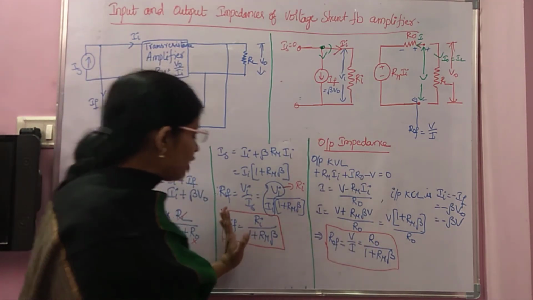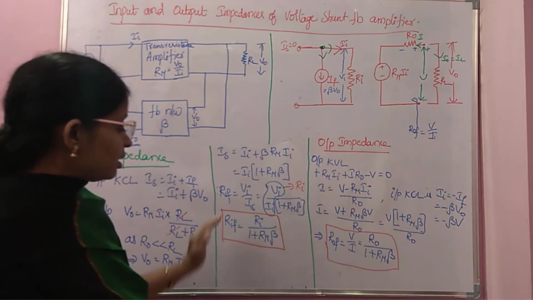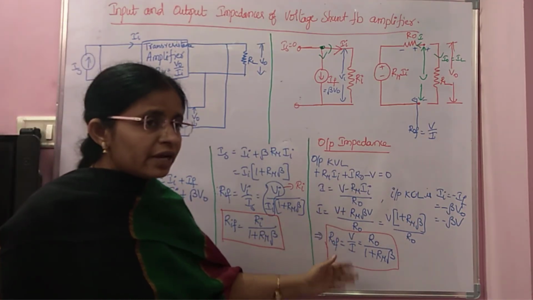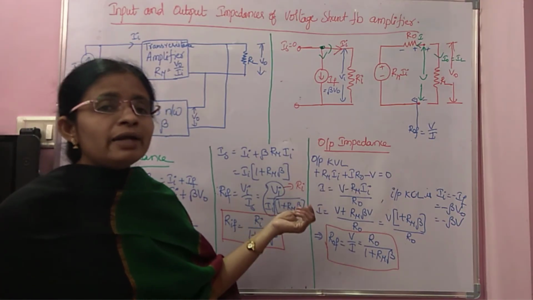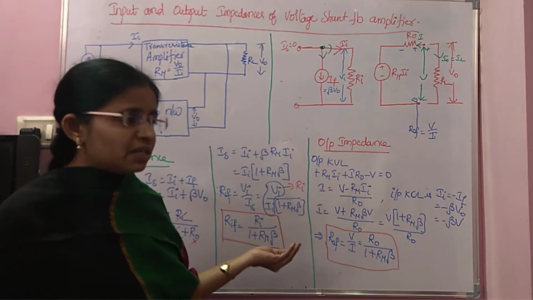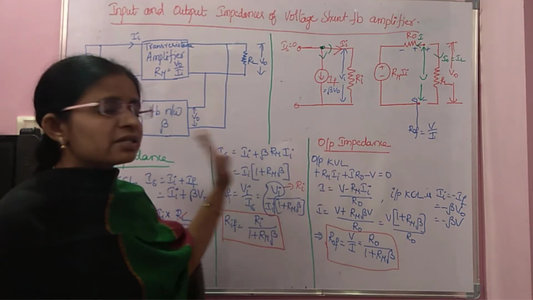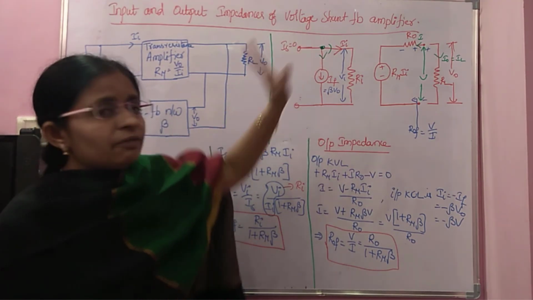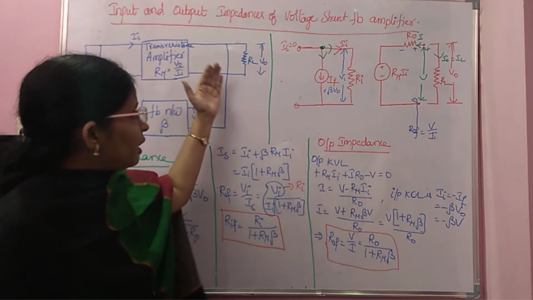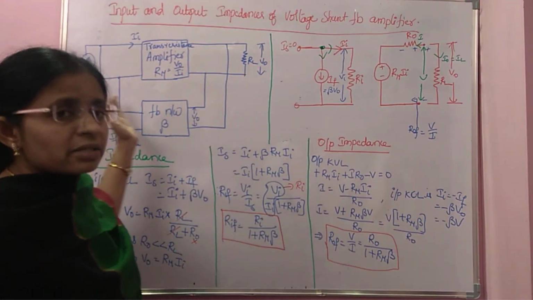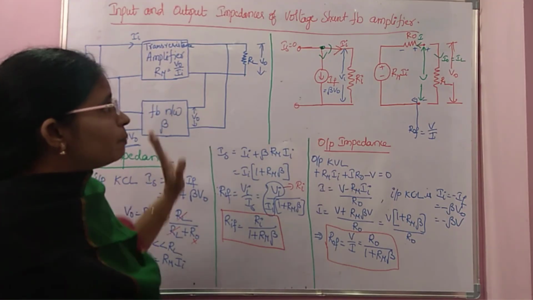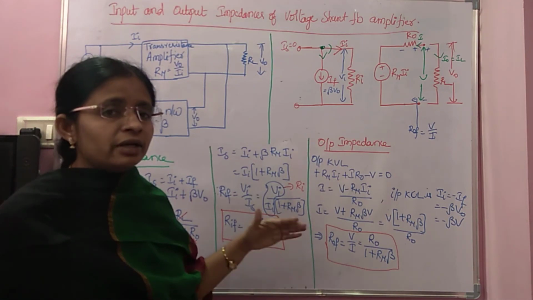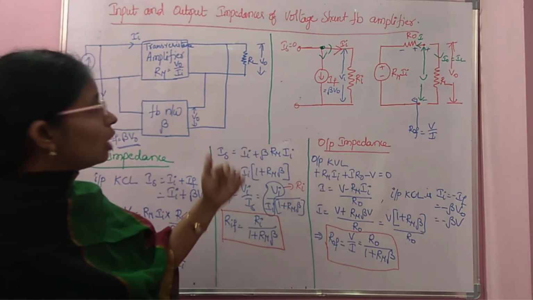If you observe these two impedances, the input impedance is decreased and the output impedance is also decreased by a factor called desensitivity. We know the desensitivity is 1 plus Rm beta for this amplifier circuit. What is the circuit? Voltage shunt feedback amplifier. The sampling is voltage and the mixing is shunt. For that type of amplifier, both the resistances are decreased. So this is about the concept.